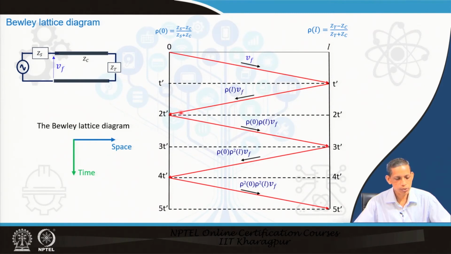This comes to here, and at this point it is again reflected back, but the reflection coefficient at rho_0 is (Z_s - Z_c)/(Z_s + Z_c), on the source side. Based on that, rho_0 times rho_L times V_f is the voltage that goes this way, and further multiplied by rho_L, it comes towards this one, and something will be transmitted. To the Z_t side we are not seeing that. So, what you see is our observation at this point.